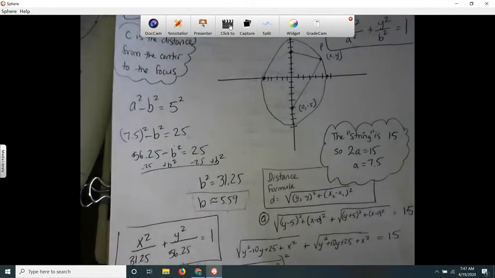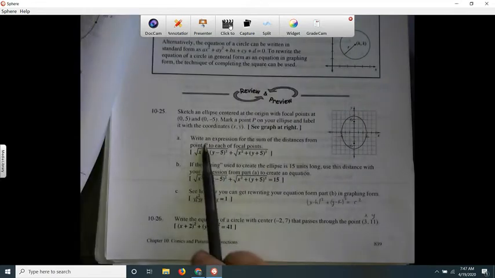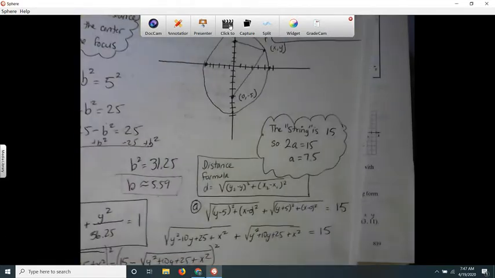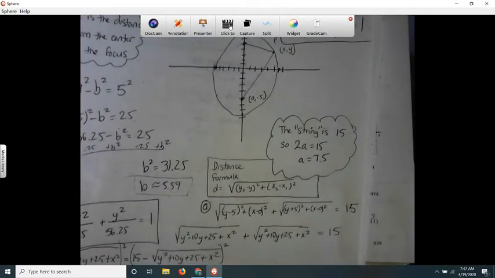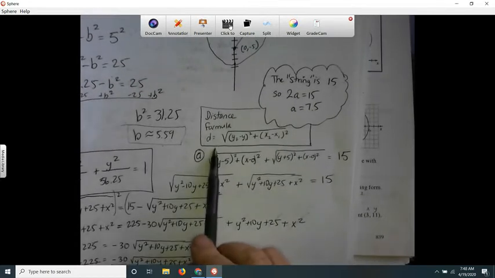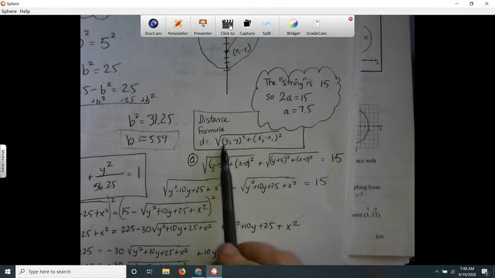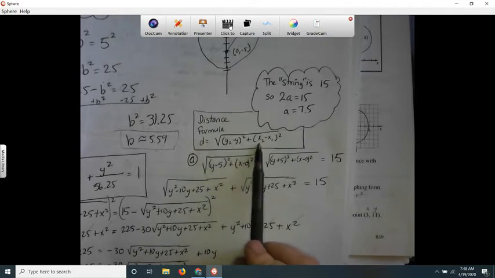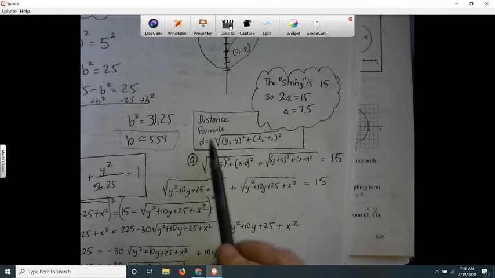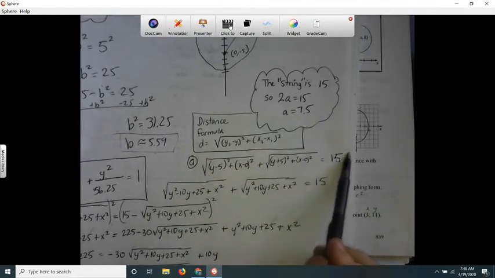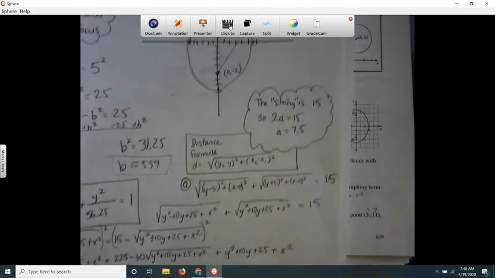And so I can follow the directions. It wants me to write an equation for the sum of the distances from point P to each of the focal points. Like I said, the distance formula comes from the Pythagorean theorem: y2 minus y1 squared plus x2 minus x1 squared, and you take the square root, and that's the distance. We know our distance is 15 because that is the length of the string.